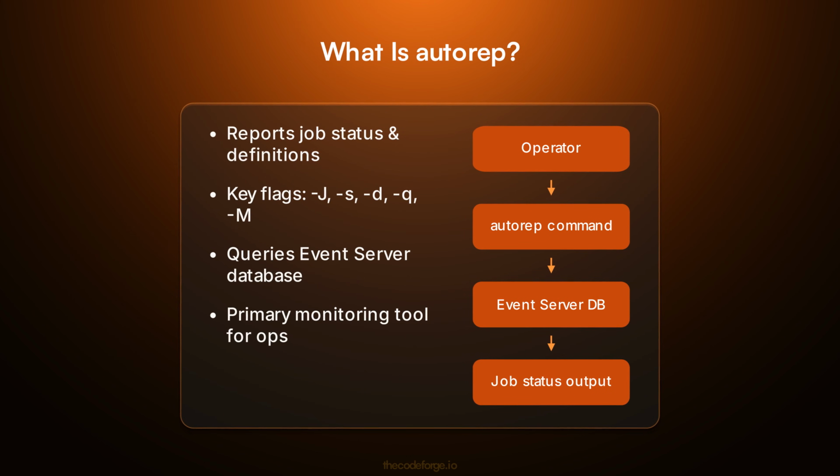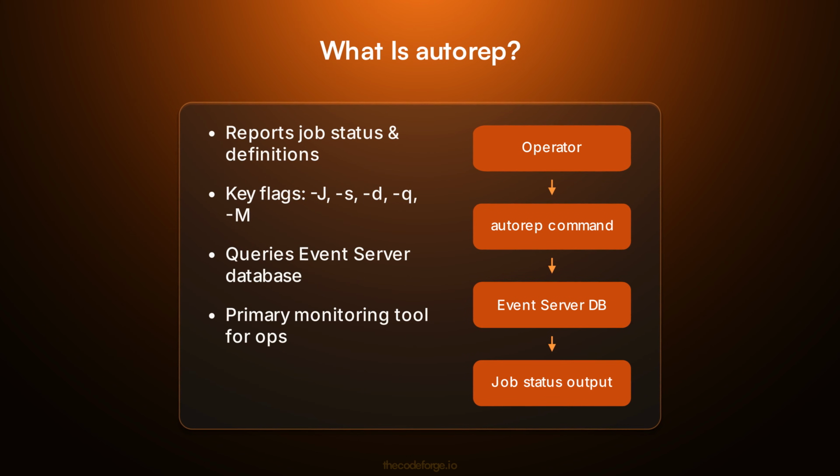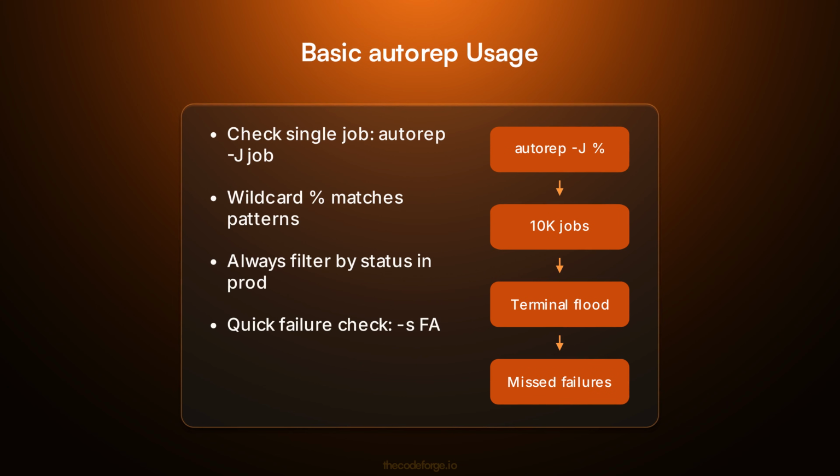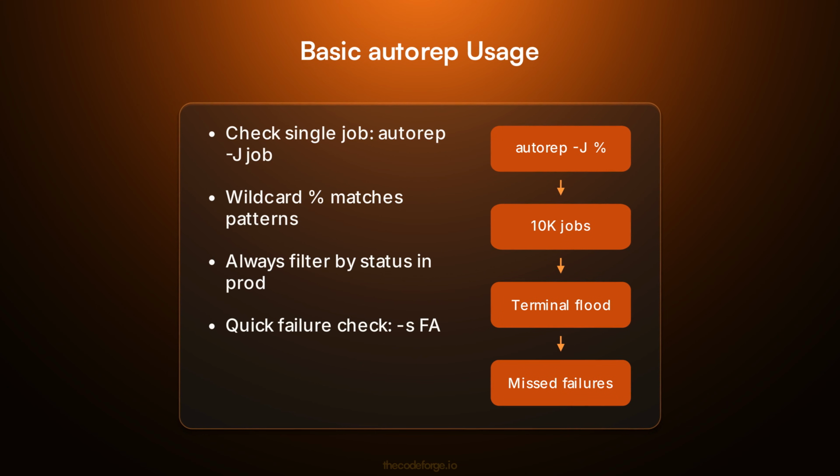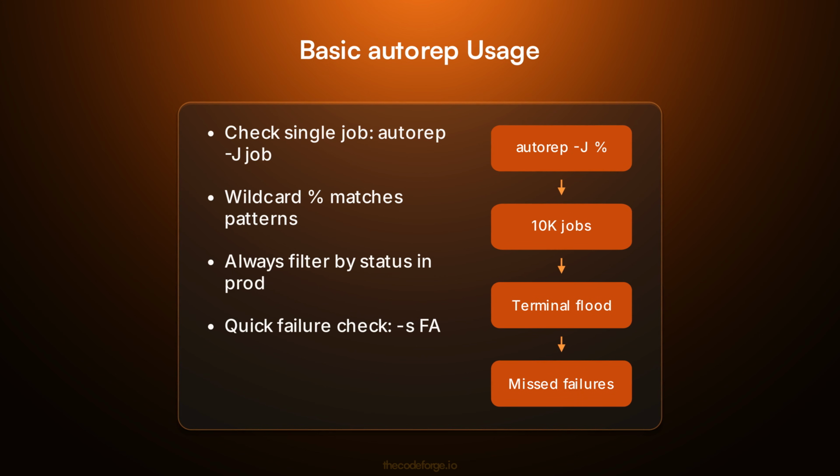Autorep is like the check status button on a delivery tracking website. You tell it which jobs to track, and it tells you what's happening: running, succeeded, failed, or waiting. But without filters, it can flood your terminal. The most common use is checking job status. But in an environment with 10,000 jobs, autorep J% produces 10,000 lines. The failures you need scroll past in milliseconds.